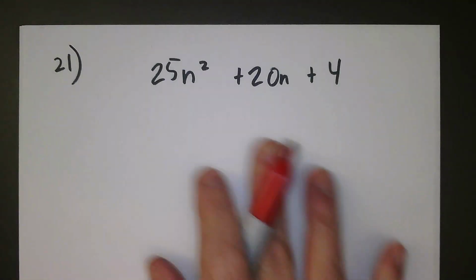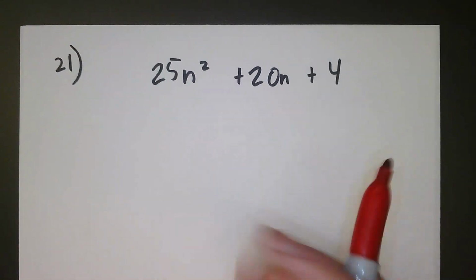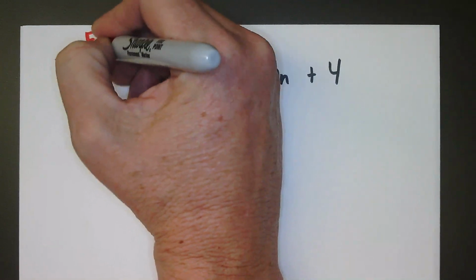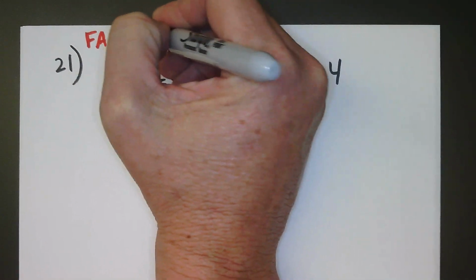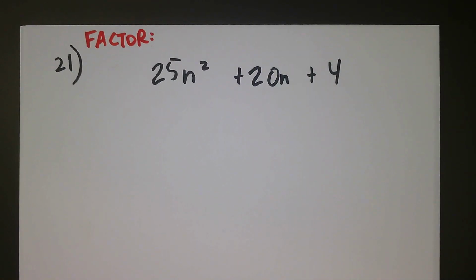Okay, we're looking at this polynomial. Specifically, it's a quadratic, and we are asked to factor it. So that is the directions, just factor. We want to create multiplication. Our final answer will be like a binomial times a binomial.